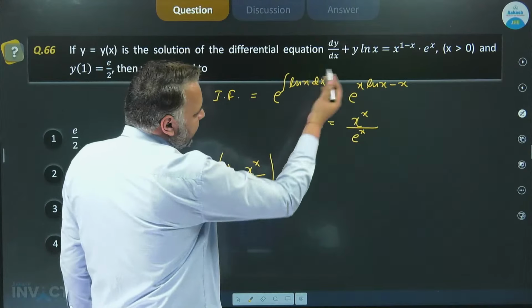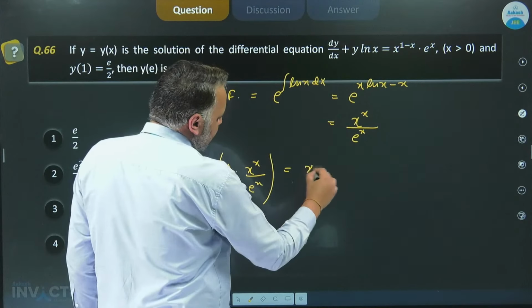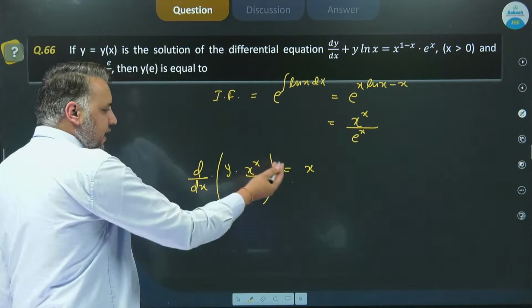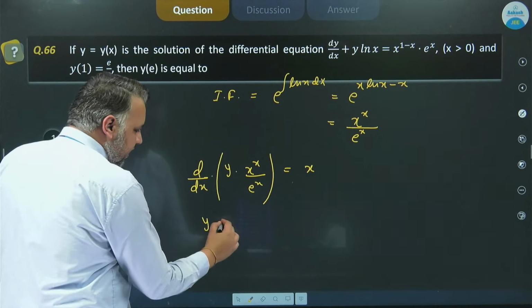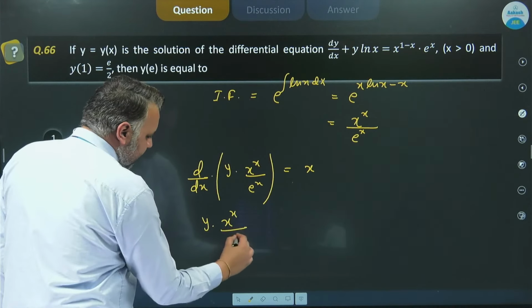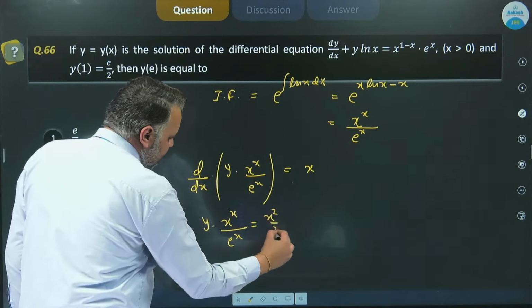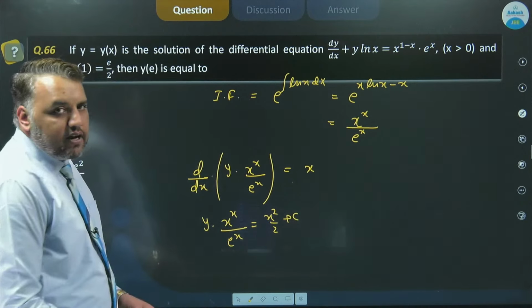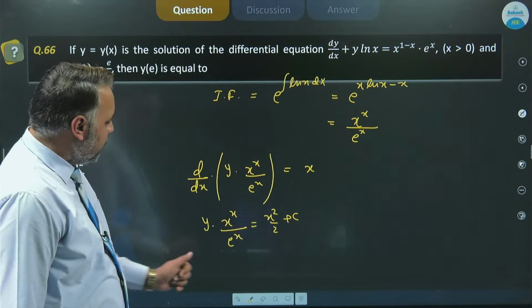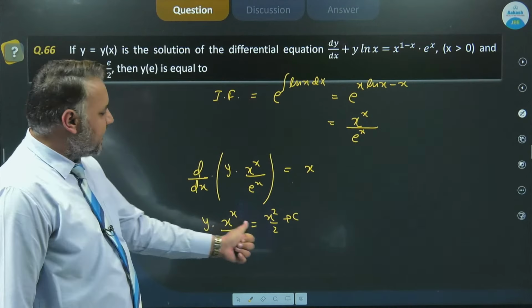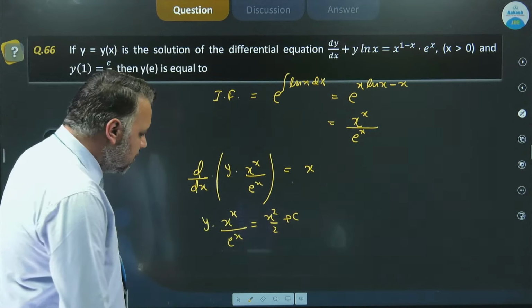And on the right hand side, after multiplying this, you'll get x only. So integrating both sides, we'll get y into x power x divided by e power x is nothing but x square by 2 plus some constant. Now we have been given a condition that y of 1 is equal to e by 2. From that condition, we can calculate the value of c, and c will be equal to 0.